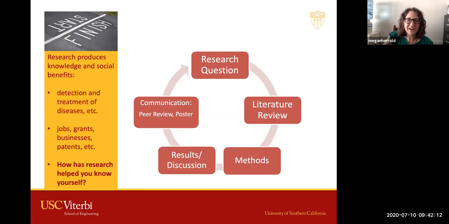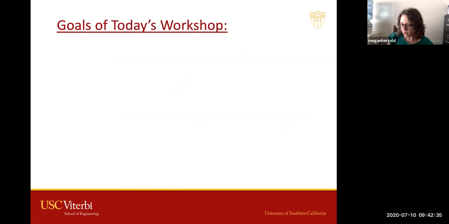We're also thinking about how participating in the research cycle is helping you learn about yourself. That's more of a softer skill. It's the stuff that I'm a little bit more interested in. I think the humanities side of me is more interested in this part. And so that's what today is going to be all about.